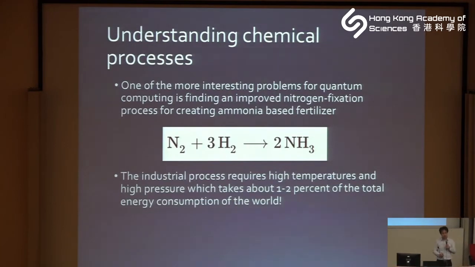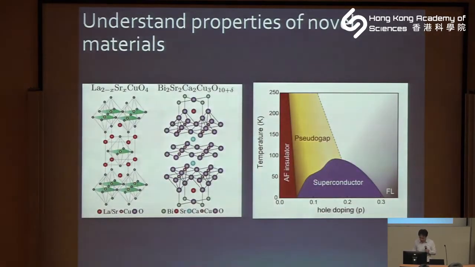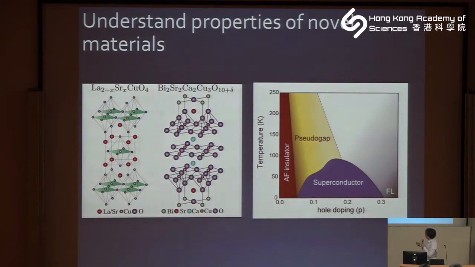But the industry cannot do that because we don't really understand even a seemingly very simple process like this. Combine nitrogen and hydrogen into ammonia. We don't even fully understand processes like that. So, because these are quantum processes, they're not so easy to figure out. So, if we have a quantum computer, that can help us to understand different chemical processes, and maybe we can find energy efficient ways of, say, making fertilizers. And we can also, as I mentioned, help us to understand complicated materials such as hydrogen superconductors.